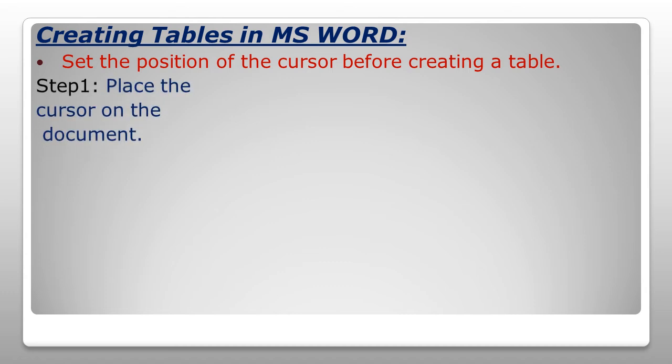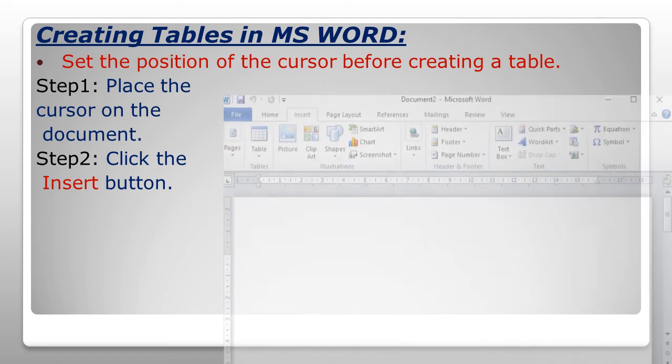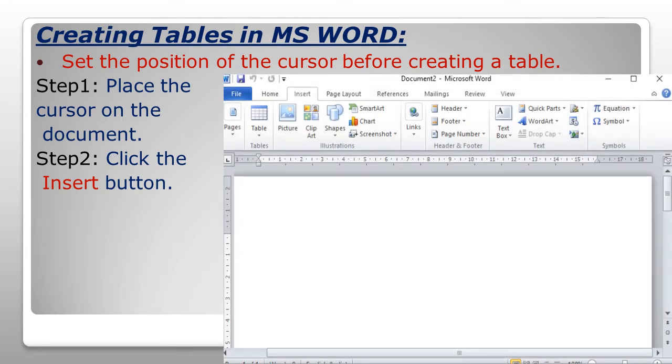Step 1. Place the cursor on the document where you are going to insert a table. There you have to set the cursor position. Step 2. Click the insert button. That insert button will be available on the menu bar. Look at this. Here, insert button. You have to click the insert button.